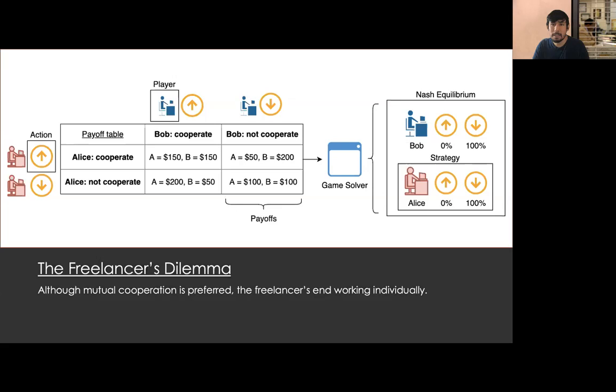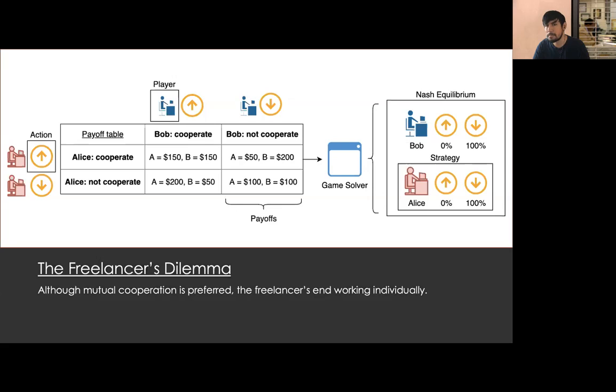Behavior in game-theoretic models is defined in terms of strategies, where a strategy assigns a probability to each action. Game theory provides insights on how rational players would behave in a game. At an optimal outcome, players adopt a strategy such that there is no incentive for deviating. We can obtain that outcome, also called a Nash equilibrium, by processing the payoff table with an equilibrium algorithm. For this example, at equilibrium, both Alice and Bob adopt the same strategy: to not cooperate with a probability of 100%. At equilibrium, both freelancers obtain $100 with no incentive for deviation, since moving to cooperation would diminish their earnings by $50.